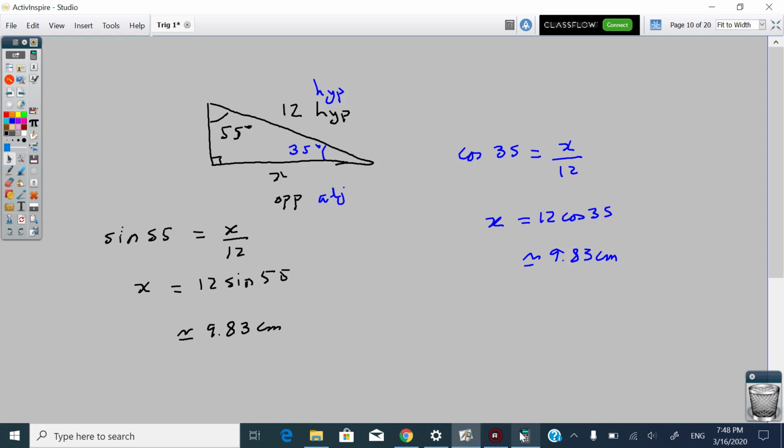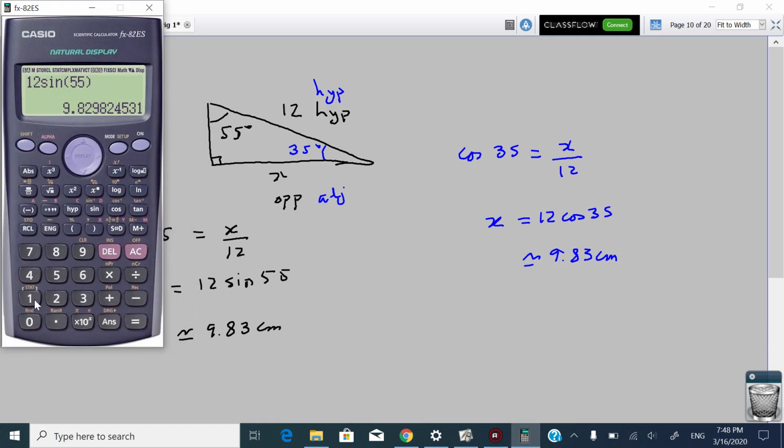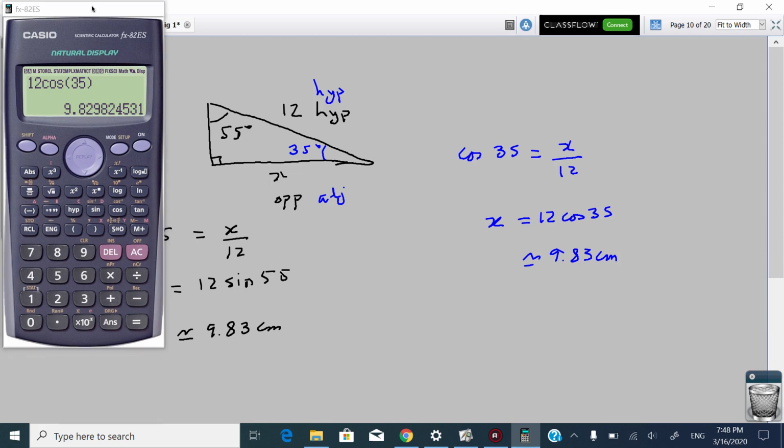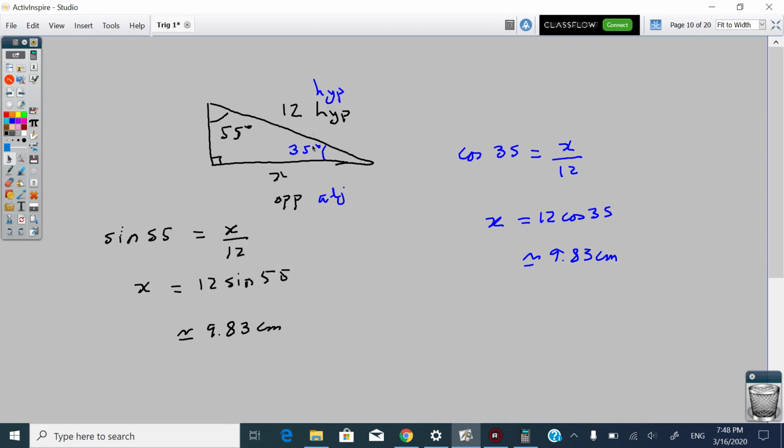And if you don't believe me, let's see. 12 times cosine of 35, and that's exactly the same answer. So it really does not matter which angle you take into consideration, as long as you get the order of the sides and the naming of the sides right.